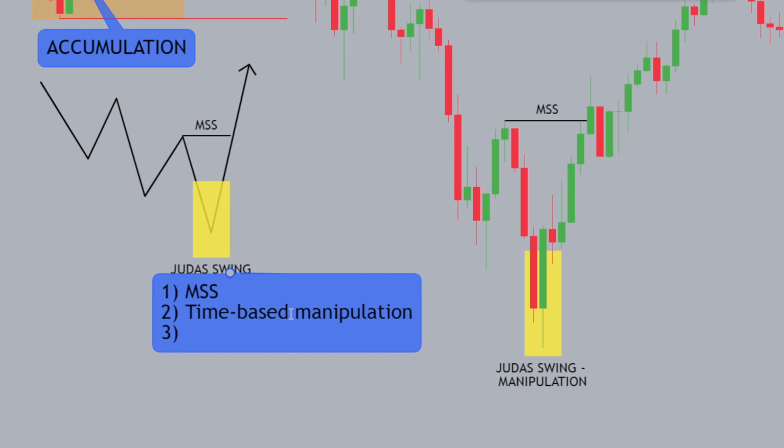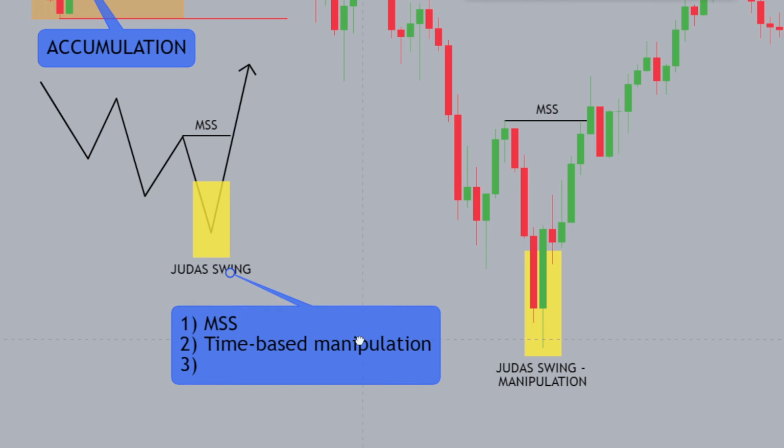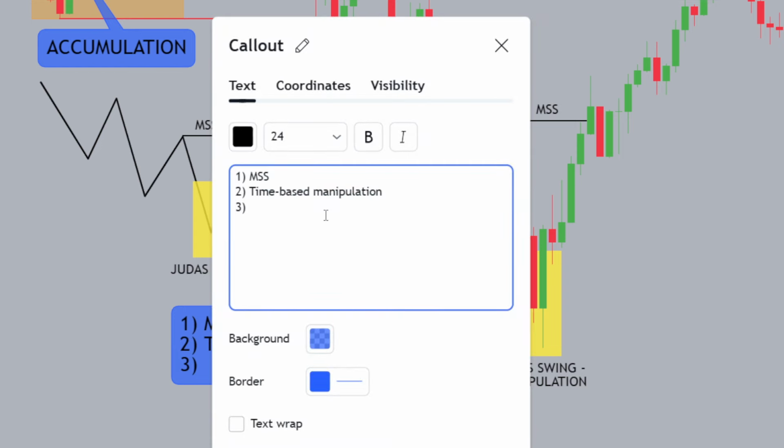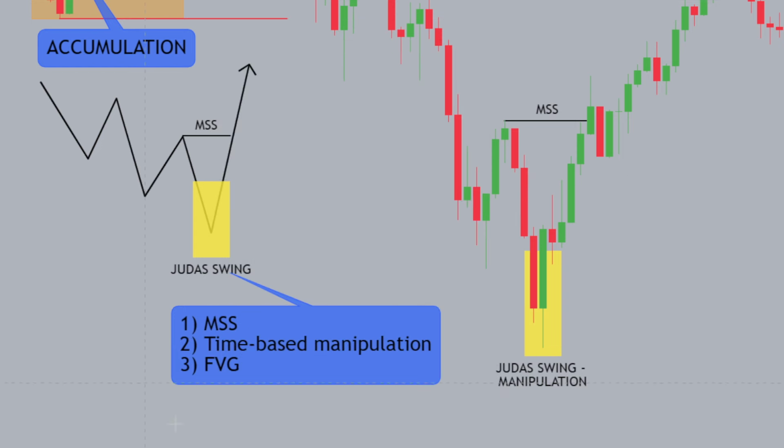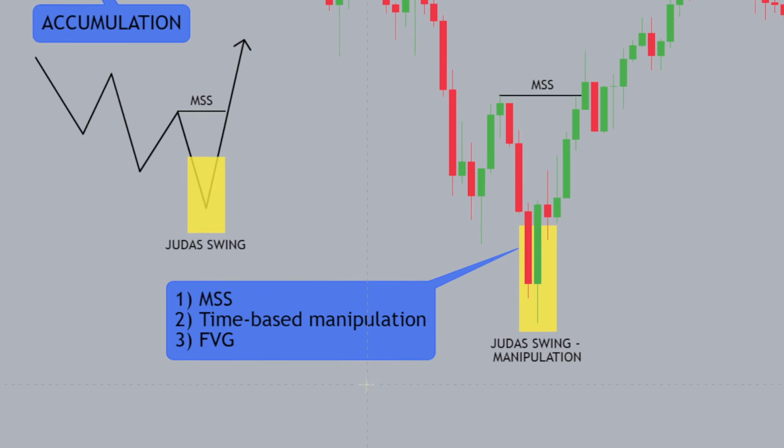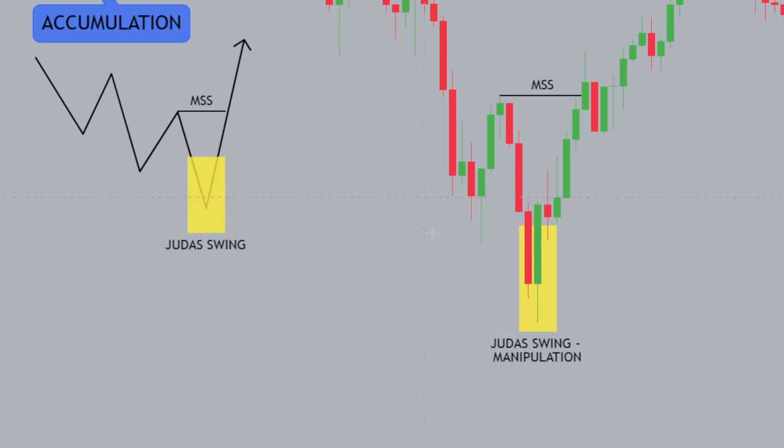Now, the last thing we look for is that the Judas swing itself must leave an inefficiency or a fair value gap. So this is what actually validates a Judas swing and makes it high probability. This is what makes this Judas swing here a valid Judas swing. We look for a shift of market structure, a time-based manipulation, and a fair value gap. These are the three things that validate our entry model.